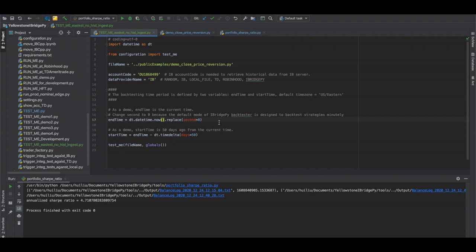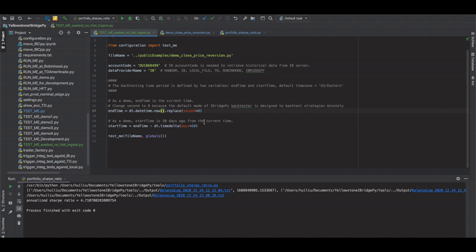The reason for that is the default mode of IBridgePy Backtester is designed to backtest strategies minutely. So if the second is not 0, it will cause some problem in the default mode of IBridgePy. However, if you really want to test your strategy secondly, it's possible in IBridgePy. We will have tutorials later to talk about that situation.